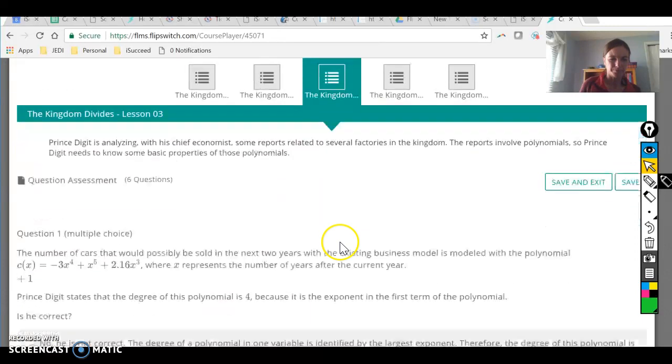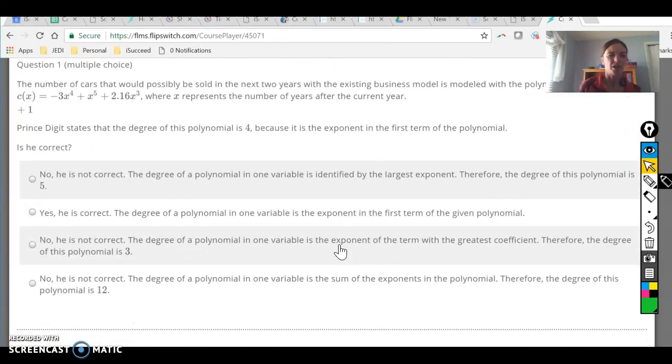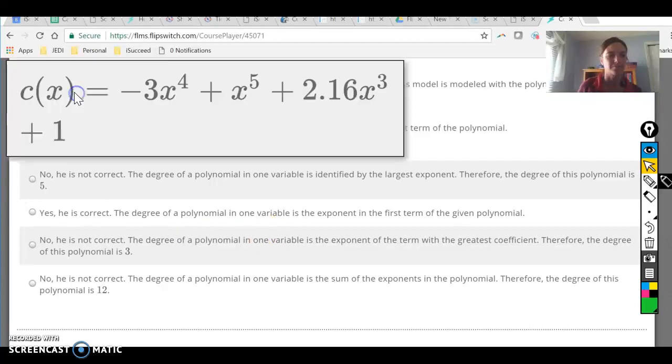Question 1. The number of cars that would possibly be sold in the next 2 years with the existing business model is modeled by the polynomial c of x equals negative 3x to the fourth plus x to the fifth plus 2.16x to the third, where x represents the number of years after the current year. Oh, and there's a plus 1 in there. Our constant is plus 1.